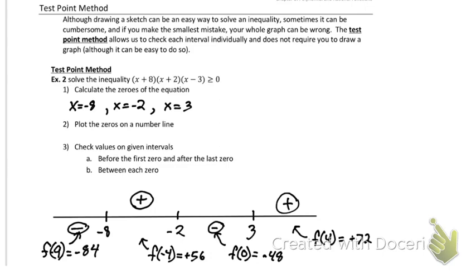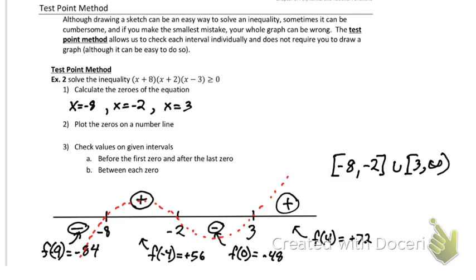Does this look like the graph we drew on the other side? Yes. Because we started negative, we went positive, we went negative, and we went positive. In fact, if I was doing this method, I would even do a little sketch on top of it saying, okay, that's where it's positive, negative, positive. So we're going to get the exact same answer we got on the other side, and that would be from negative 8 to negative 2 is positive, union that with 3 to infinity, which is also positive.